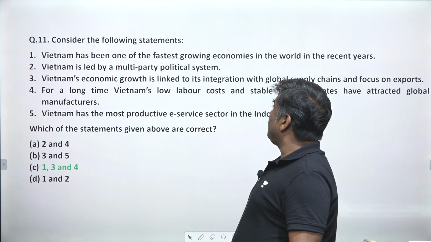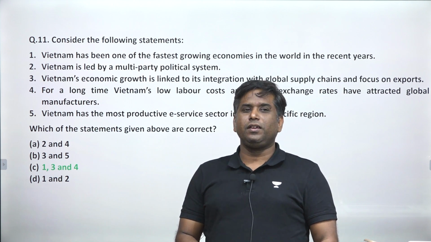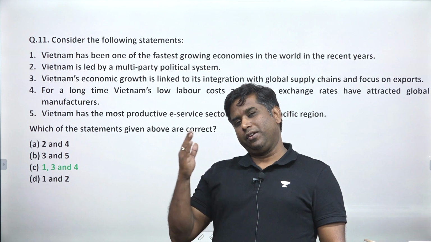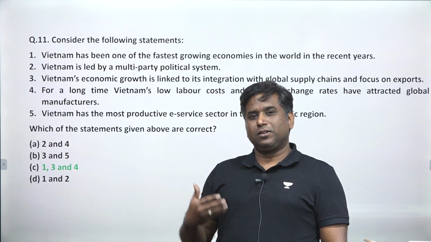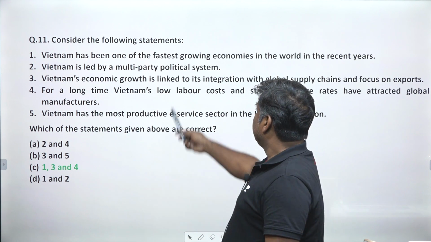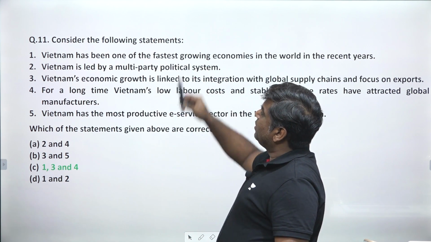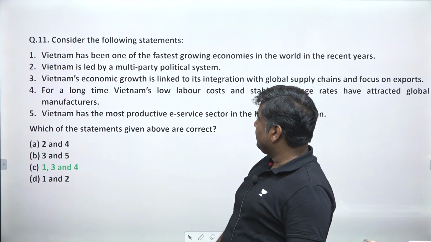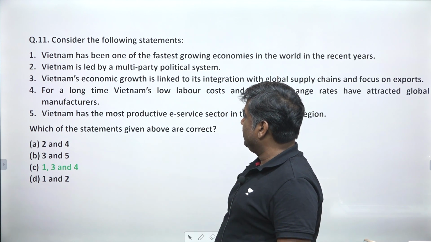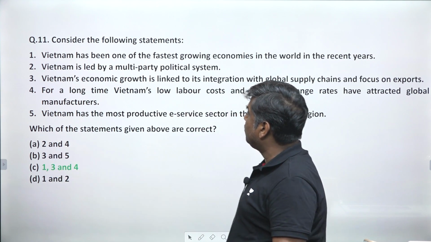Vietnam is led by a multi-party political system. Guys, it is a socialist country, a single party system is there. So, socialist country, a single party, constitutionally only one party is allowed to contest elections. This statement seems to be incorrect. Statement 2 is incorrect, statement 1 is incorrect. Sorry, statement 1 is correct, statement 2 is incorrect. So if 2 is incorrect, it could be either B or C.